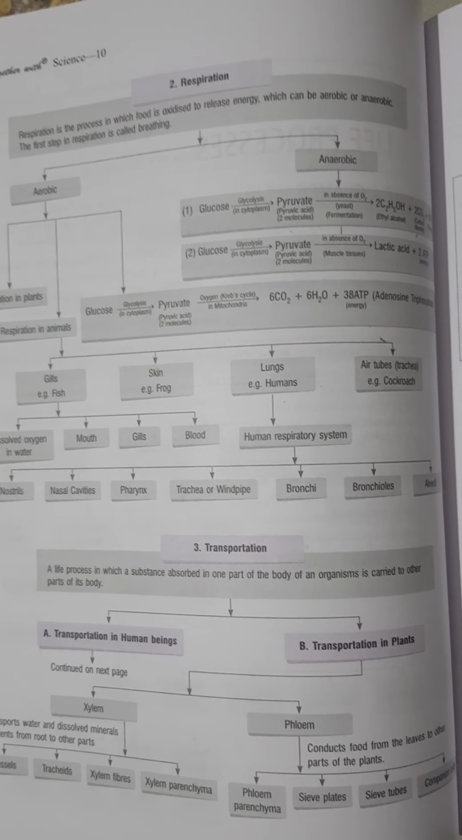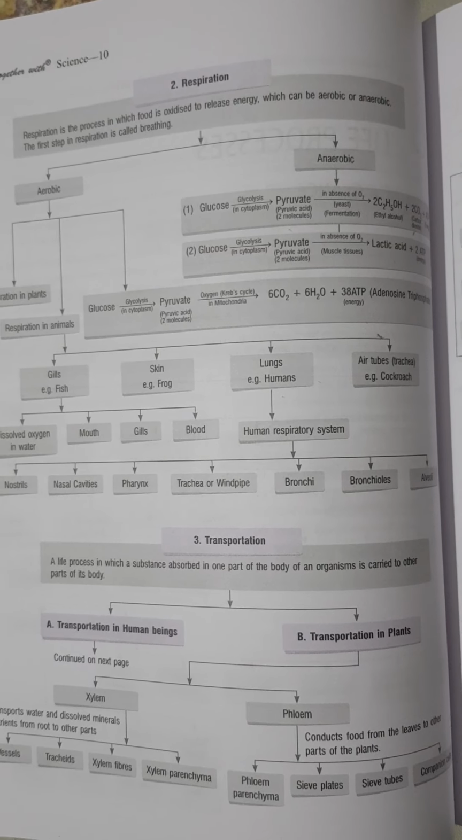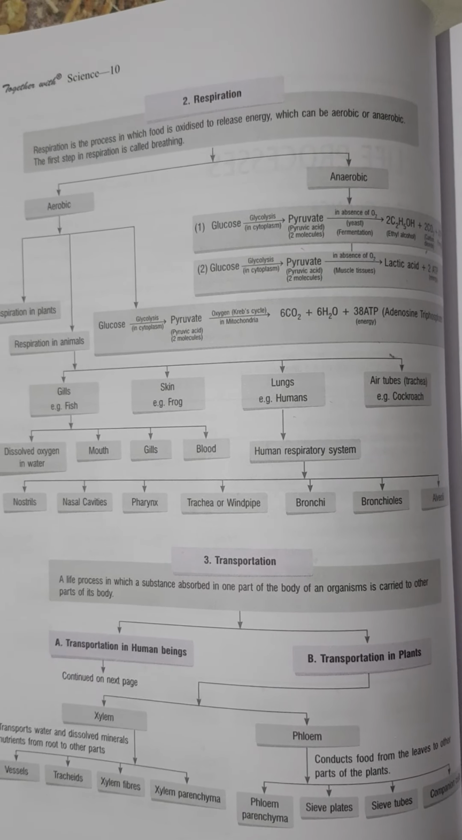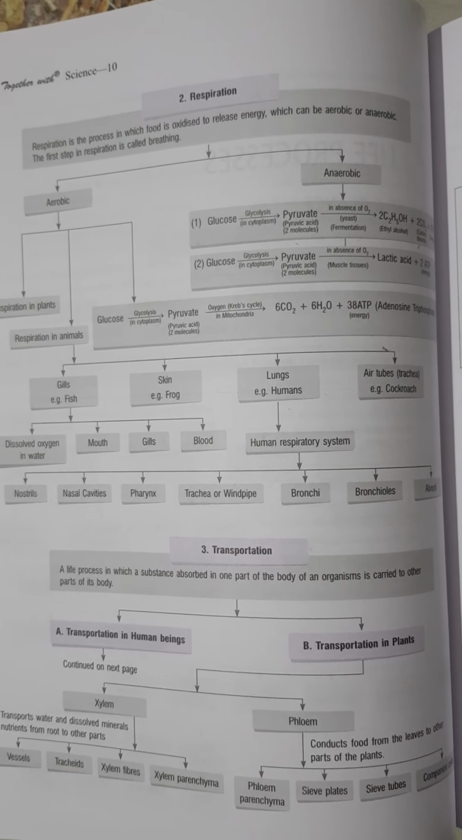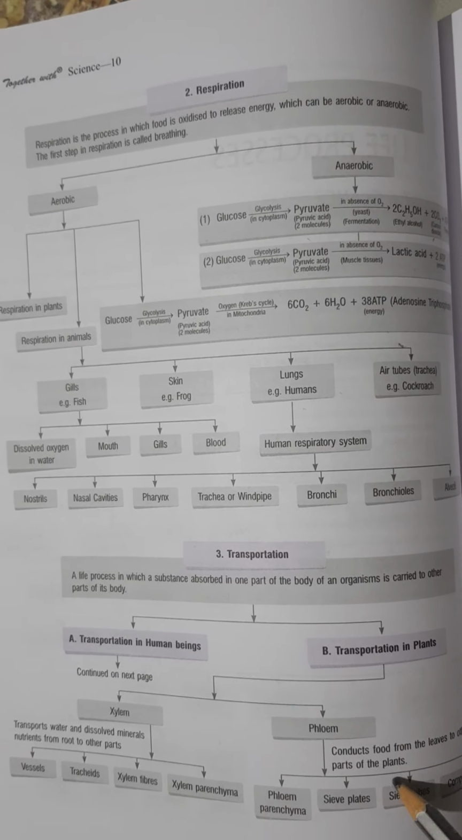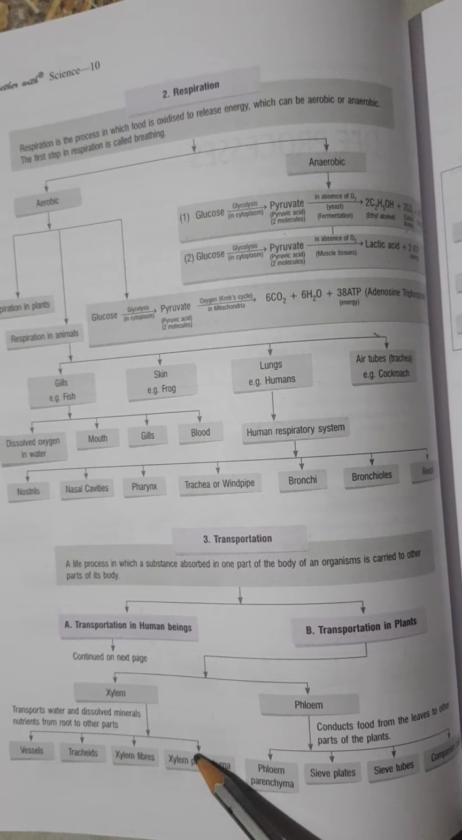Next, coming to transportation. In humans and in plants, it varies. Like in humans, it is a proper heart or proper organ. In plants, there are tissues, xylem and phloem. Xylem basically transports water and phloem food.